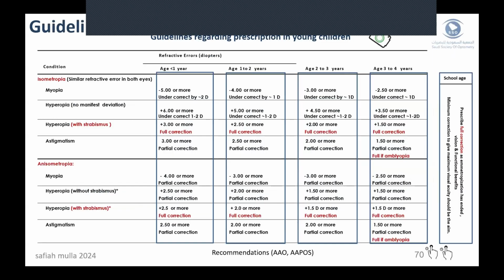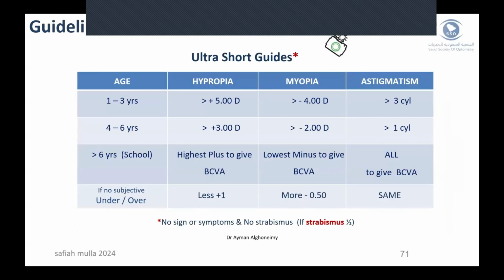This is a huge chart with all the points, and on like age 1, age 2, 2 to 3, 3 to 4, and then the adults, with a lot of information. However, I find very short guidelines done by Dr. Ayman Al-Ghunaimi. It's very important and very helpful. He collected the kids in groups and made it closer.